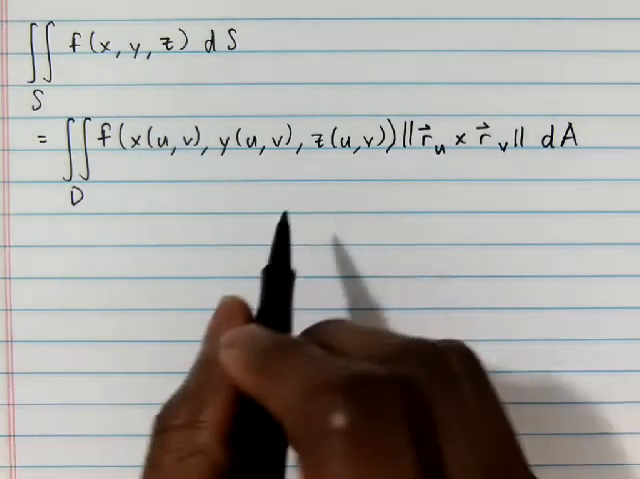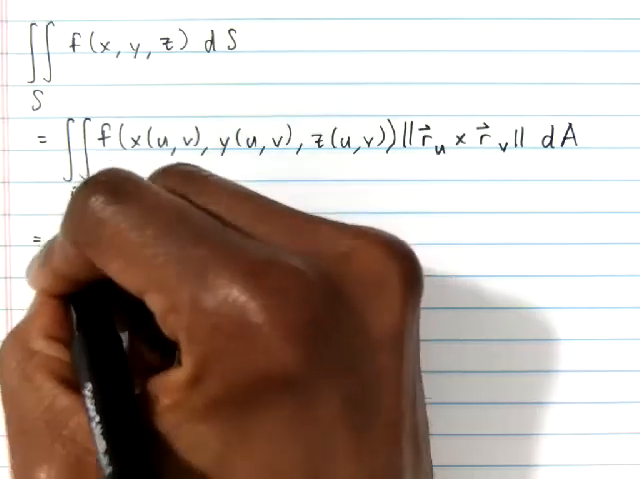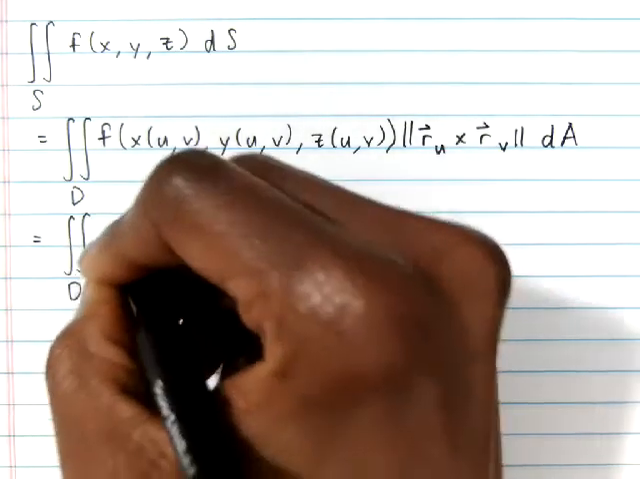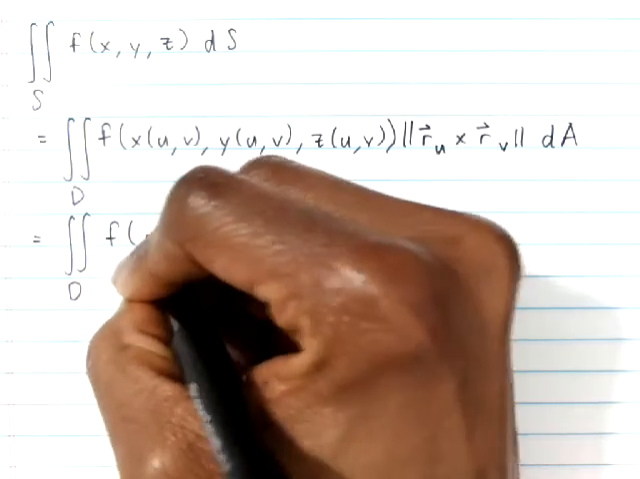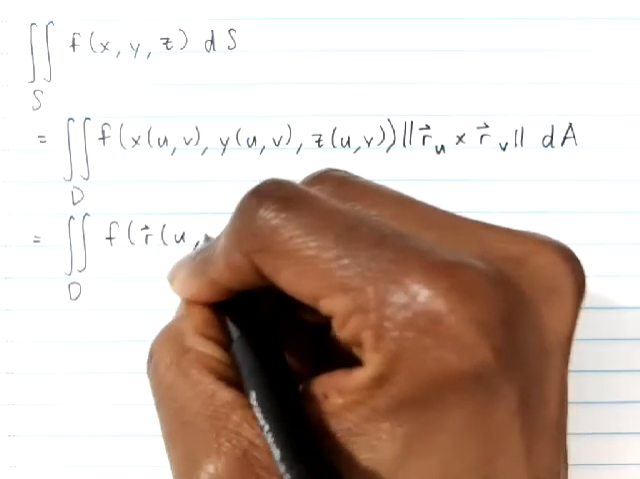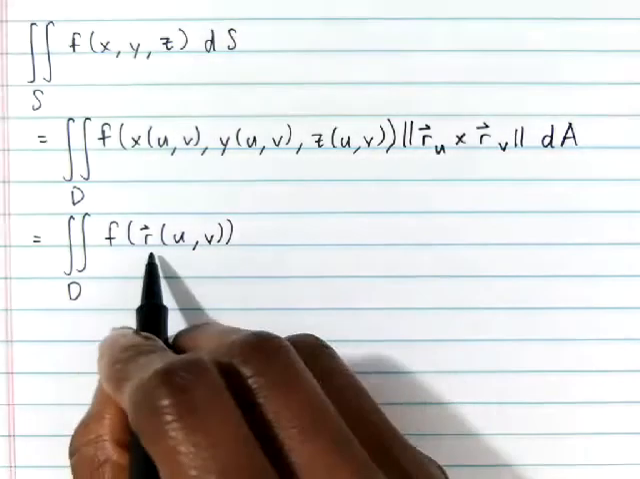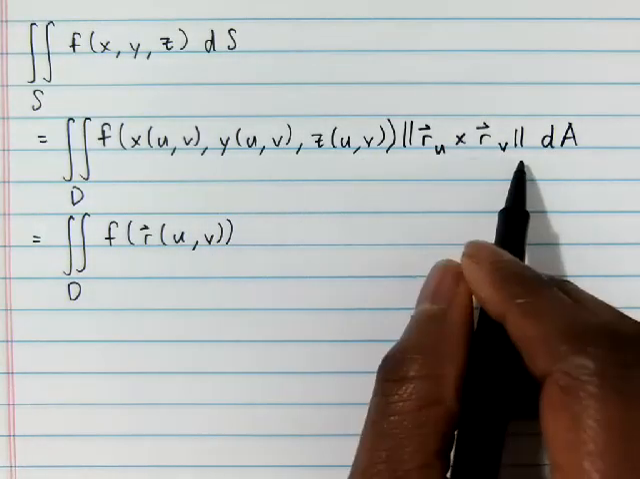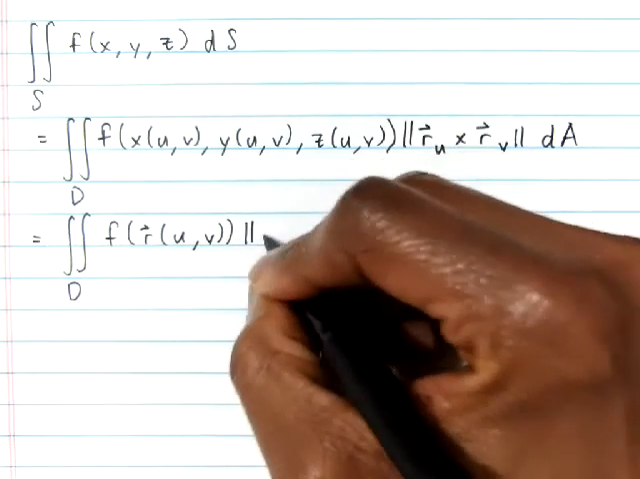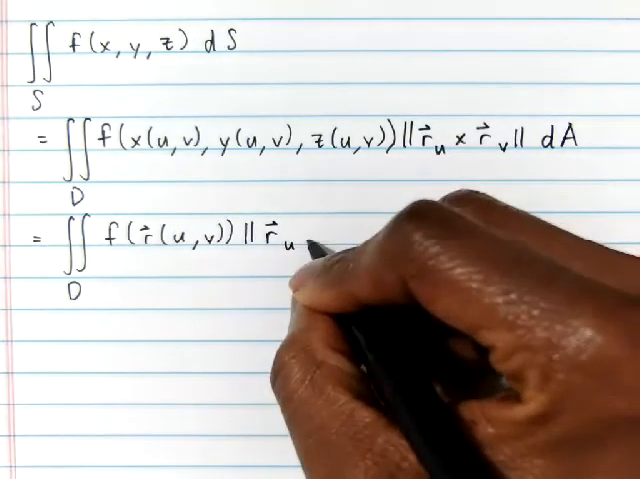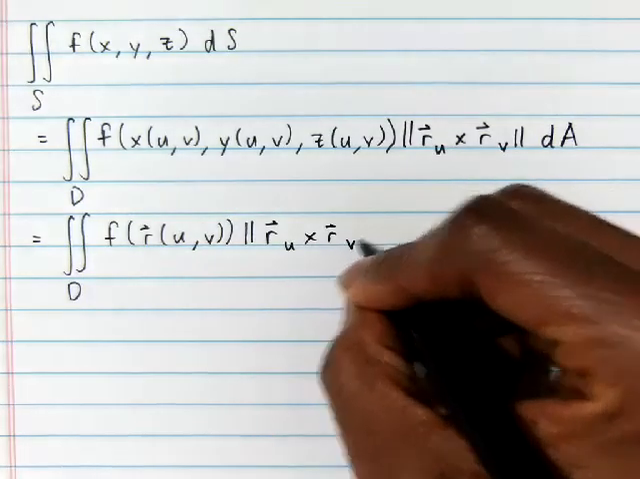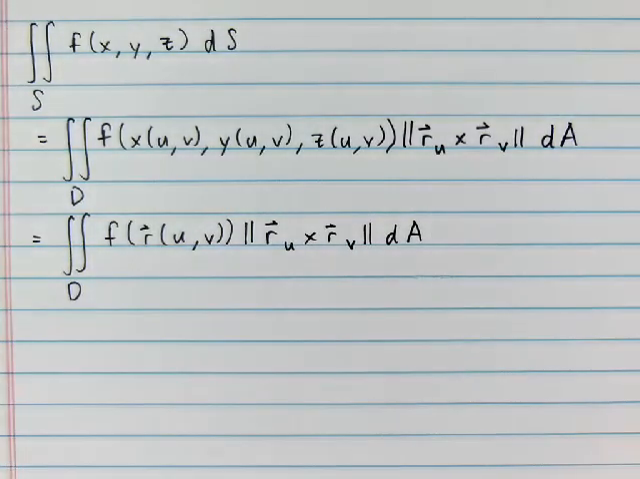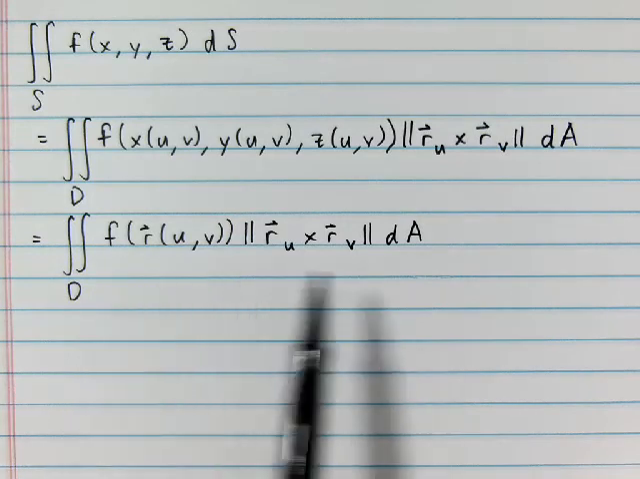Now, shorthand notation for this, the same thing is the double integral over D of f of r of u, v, just saying we take our parameterization for the surface, put it into our function, and then multiply by the magnitude of r sub u cross r sub v dA. And notice in here, everything will be in terms of u and v.